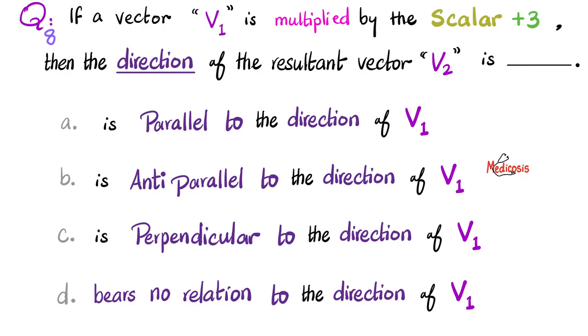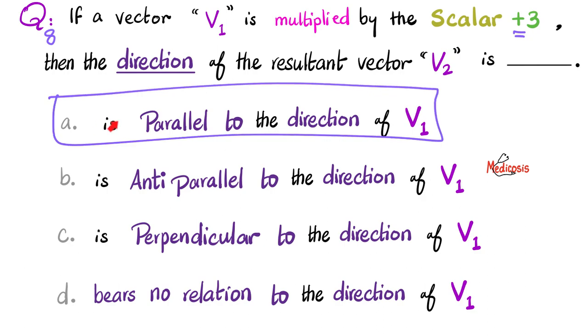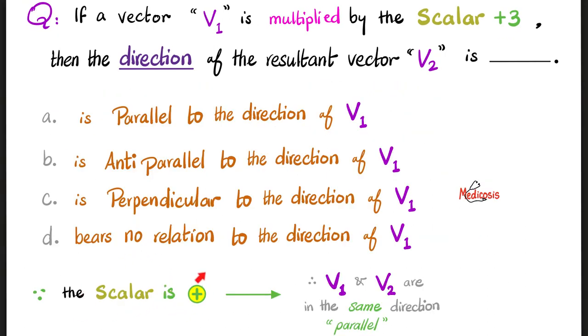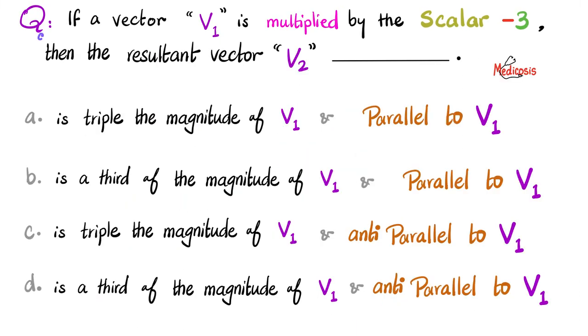Well, how do I do this? Well, you look at the sign next to the scalar. Oh, it's a positive sign, which means what? It means that v2 is in the same direction as v1. Both of them are parallel to one another, making A the correct answer. Because if the scalar has a positive sign, then v1 and v2 are in the same direction, parallel. But if the scalar had a negative sign, then v1 and v2 will be anti-parallel, opposite direction. How about this one? This is question 9 for you.